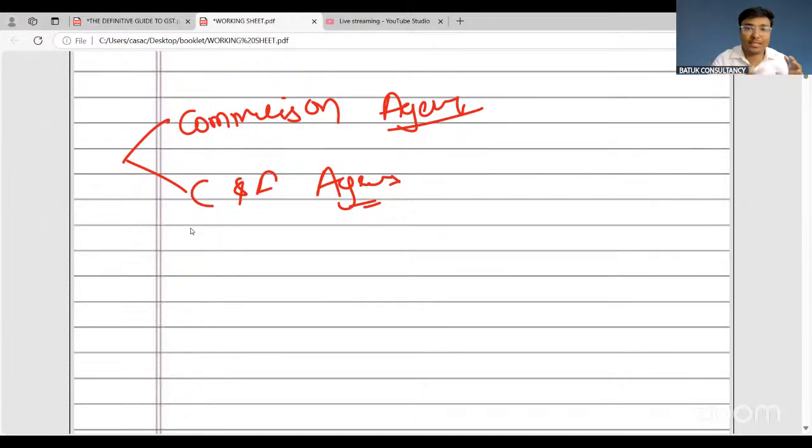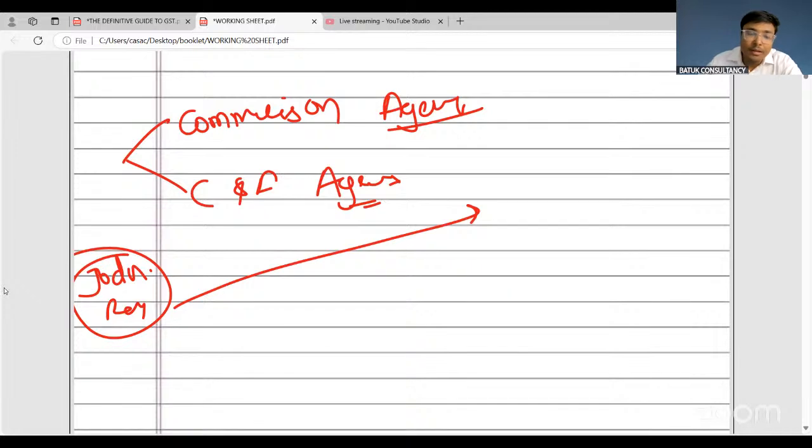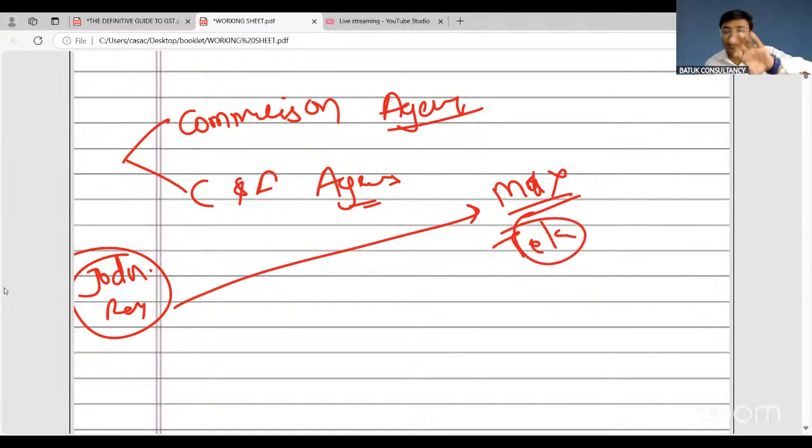Commission agent, C and F agent. Suppose I am the principal, and I am at Jodhpur. I am transferring goods to Mr. X, who is at Telangana. Mr. X is going to sell the same in the domestic market.